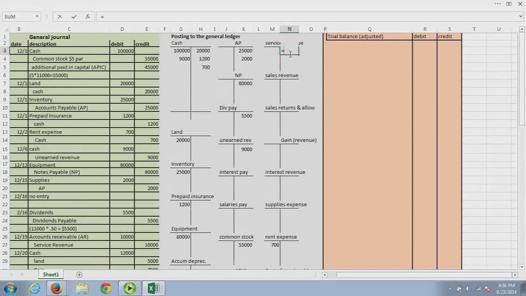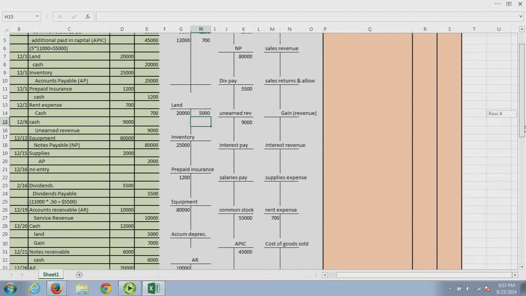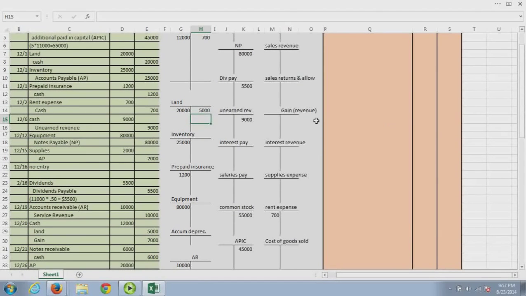There it is. So service revenue is credited, and then we sold land, so our cash is going to go up. Land is going to go down. We didn't sell the whole thing, we sold part of it. And because we sold it for more than we paid for it, we record a gain, which is a type of revenue. So that's a temporary account. Okay, so I'll post that.